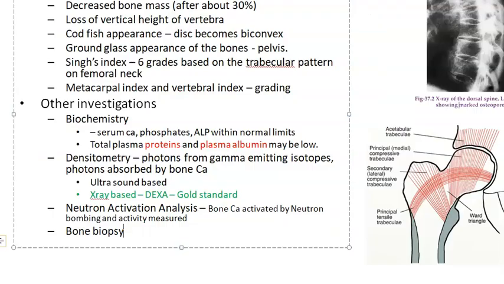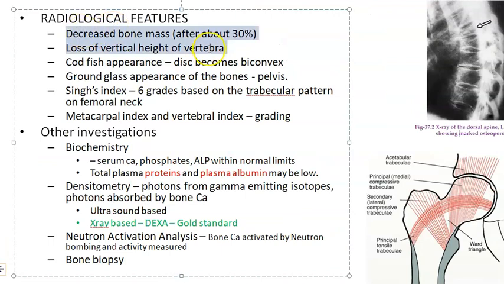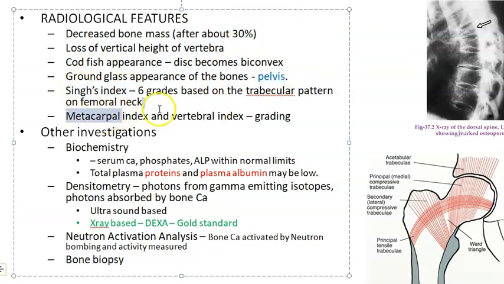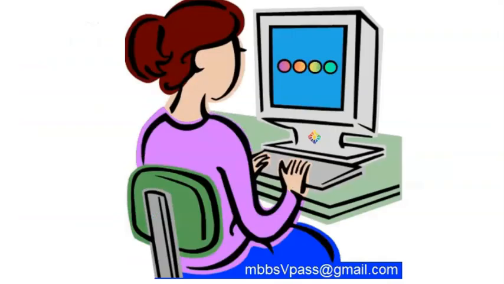Let's revise radiological ones. Decreased bone mass, loss of vertical height, codfish, ground glass appearance of the pelvis. Yes, this one we missed. Then Singh's index, metacarpal and vertebral index. So great. Now other investigations, what all did we see?